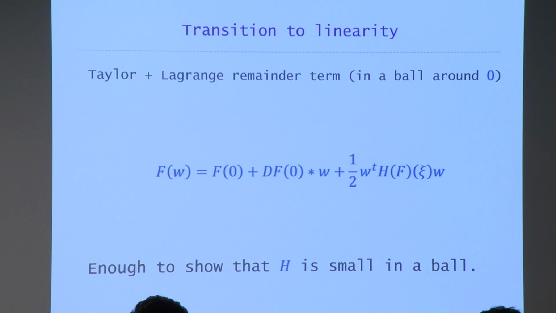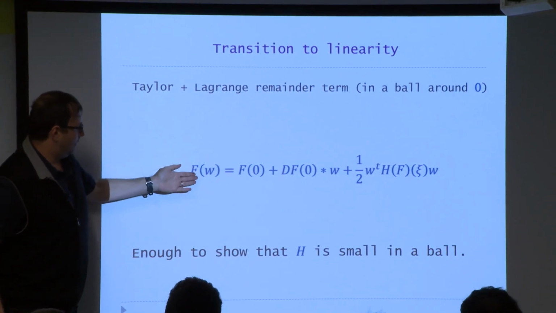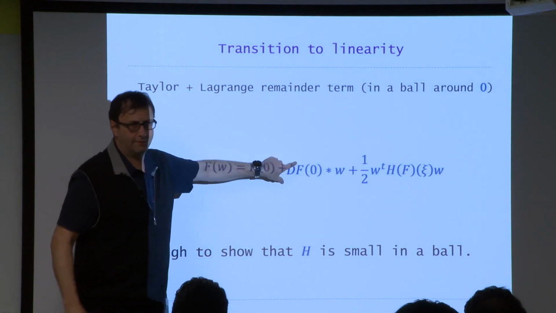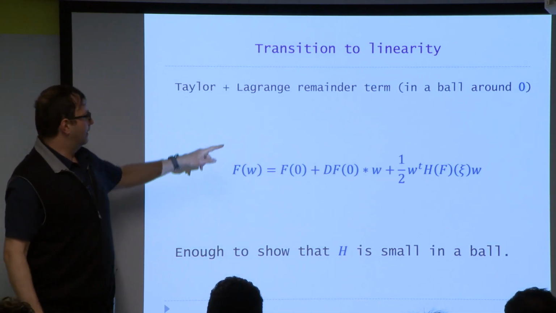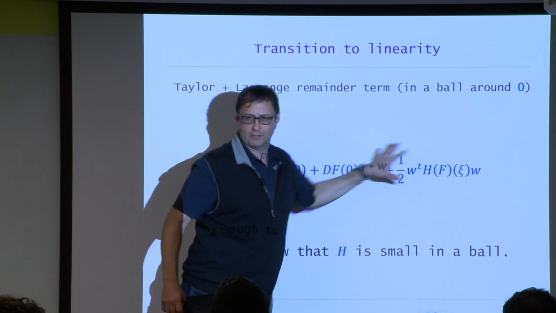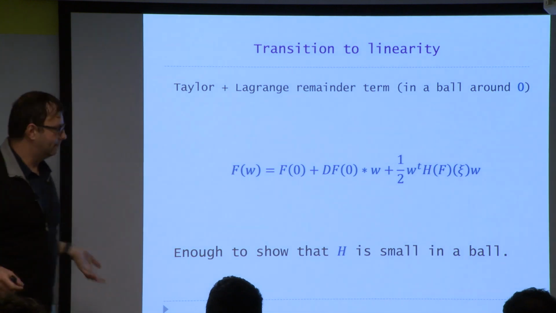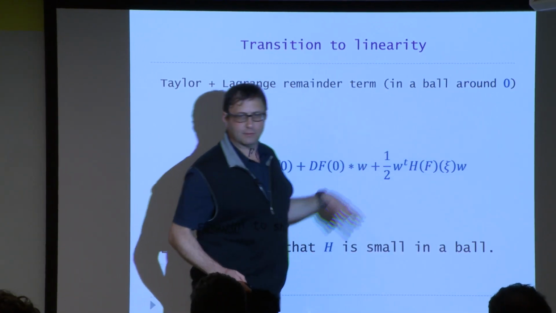Basically, what is the simplest way to think about it? If you have a function, you can write it as f of 0 plus the derivative of f at 0, plus a second order term at some point inside. And this is a Taylor series with a Lagrange remainder term. And notice this is exact. This is not an approximation. This is exact because this point is somewhere in the ball. So it's enough to show that this Hessian is small in a ball.